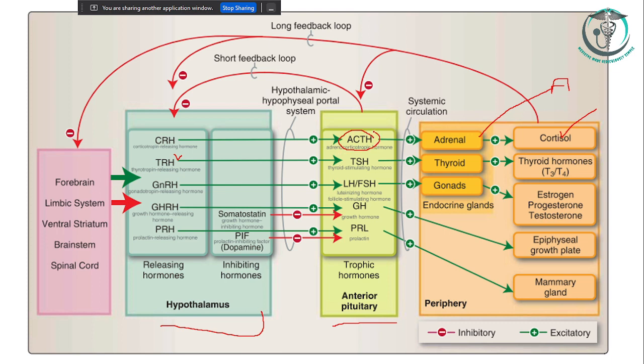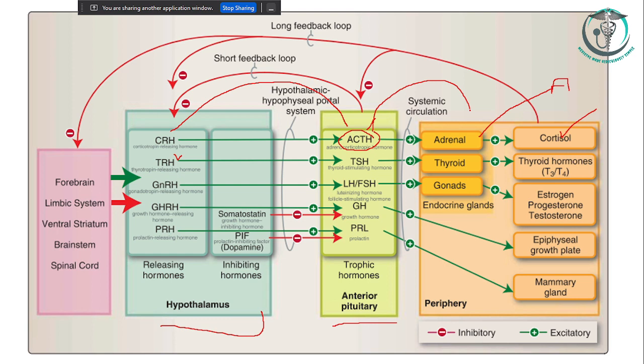But this one can only be released when there's another hormone coming from the hypothalamus. So the corticotropin releasing hormone is the one that tells the anterior pituitary gland to produce ACTH, and ACTH will go and act on 2 areas. Remember, I've said adrenal glands have 3 areas, but ACTH will only act on 2 areas, which are zona reticularis and zona fasciculata.